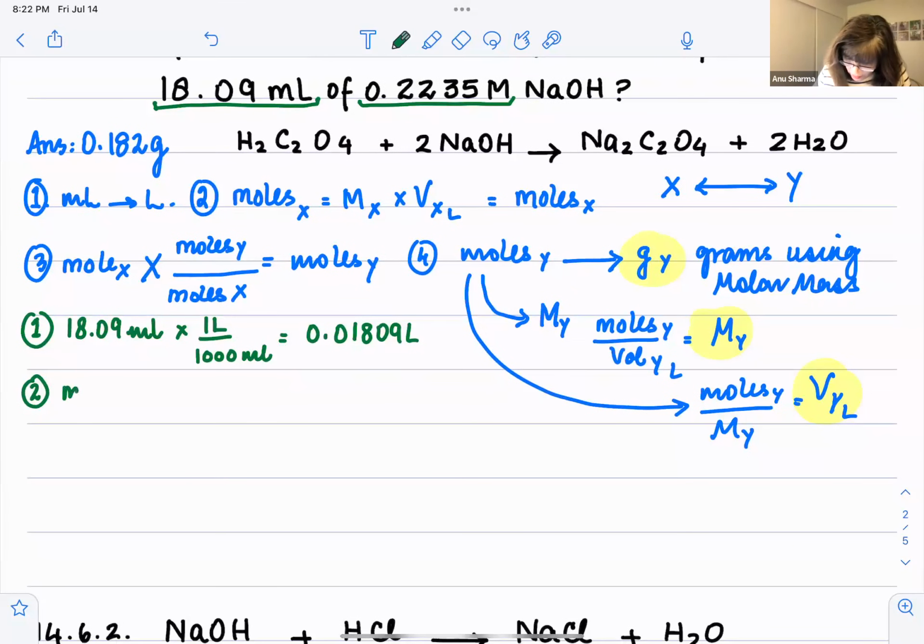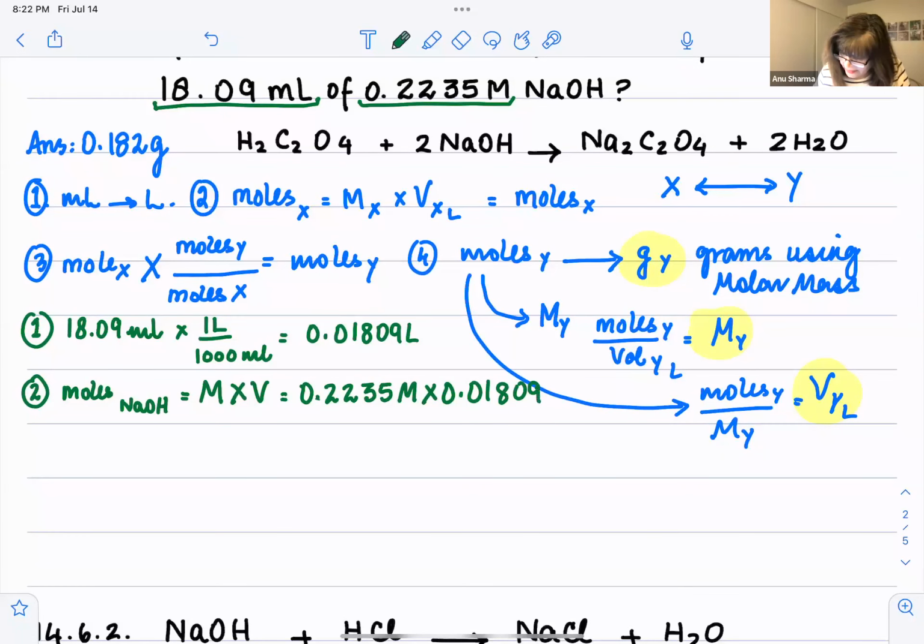Okay, second thing is find moles. So moles of NaOH. How will you do the moles of NaOH? You're going to take the molarity of NaOH times the volume in liters. The molarity given is 0.2235 M, times the volume, 0.01809 liters. So let's do that: 0.2235 times 0.01809. And you get the moles, which comes out to be 0.00404123. Okay, so just leave at least four places.